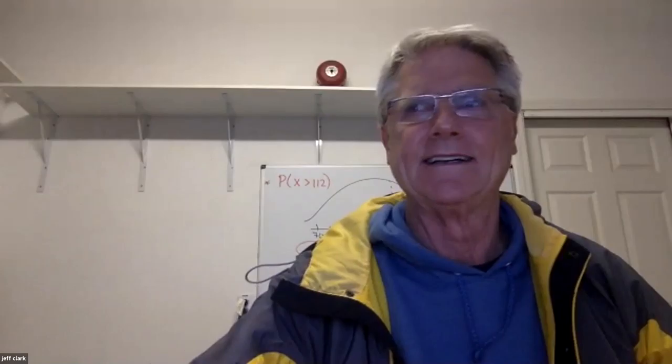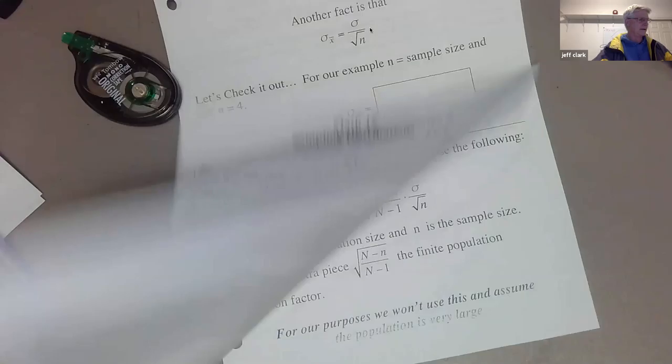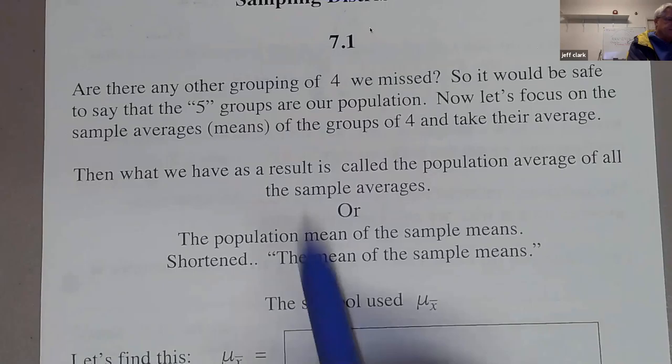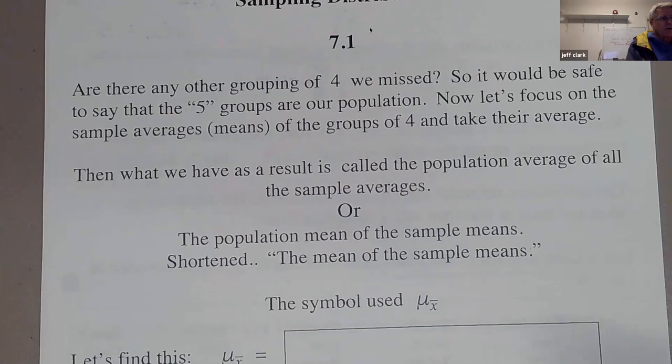Okay, so let's take a look at the next page, and what we're going to do with the results. So, were there any other groupings of four? I don't think so. We did it all. We found them all. There were only five of them according to the combination formula.